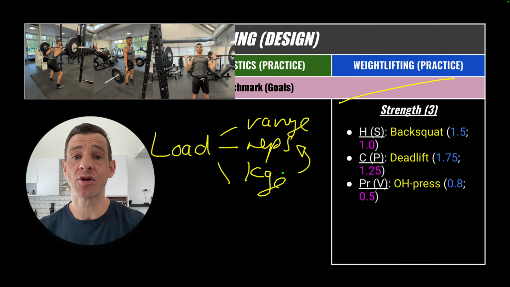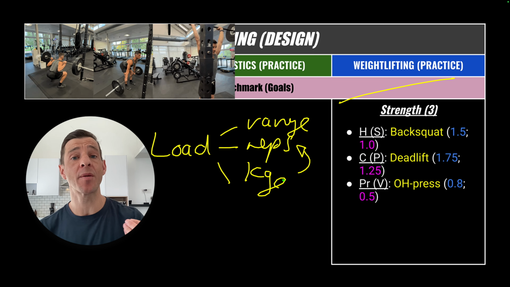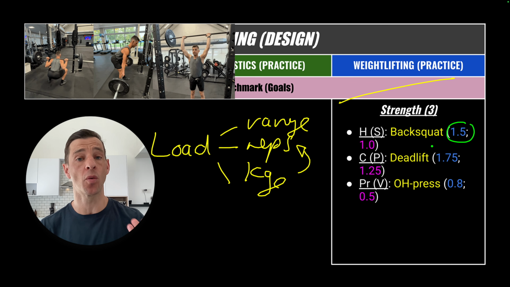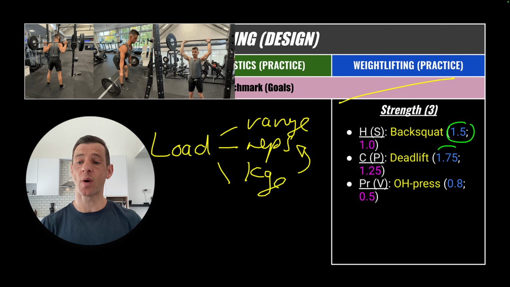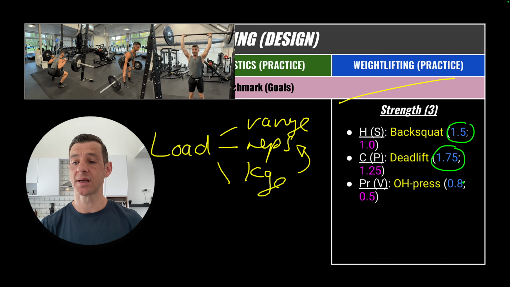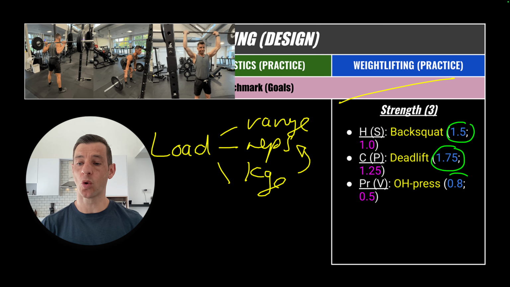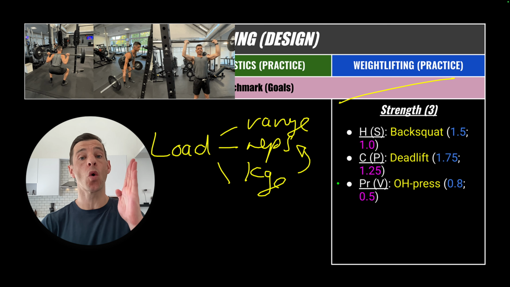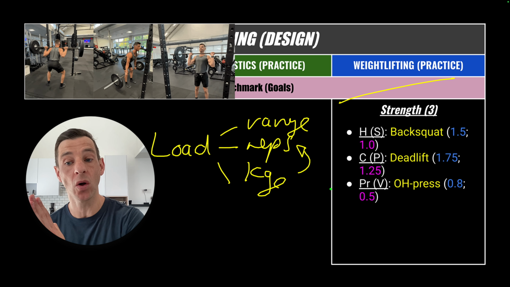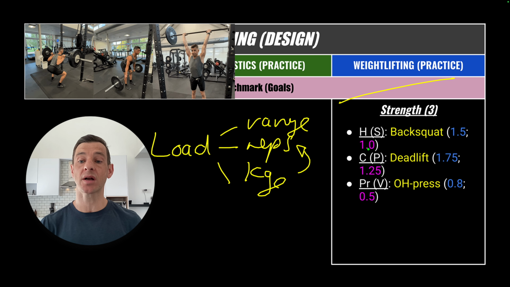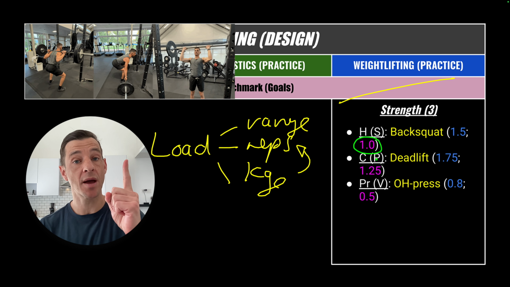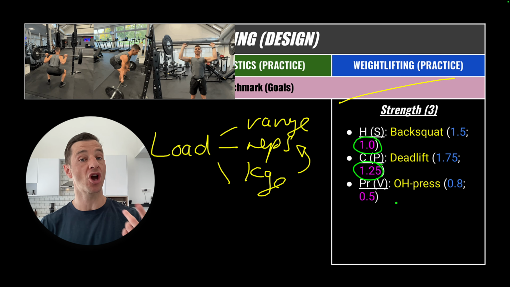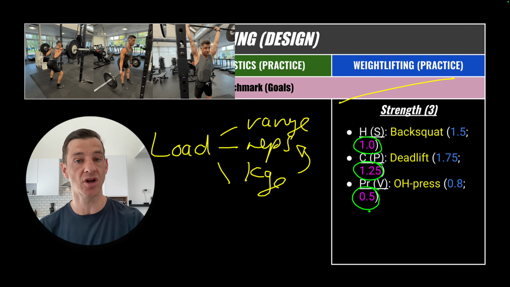Your goal as a recreational male athlete is a 1 repetition maximum for the back squat of 1.5 times your body weight. For the deadlift, it's 1.75 times your body weight. And for the overhead press, it's 0.8 times your body weight. And for the recreational female athletes, your 1 repetition maximum goal is to be able to do a back squat with at least 1 times your body weight. For the deadlift, 1.25 times your body weight. And for the overhead press, 0.5 times your body weight.